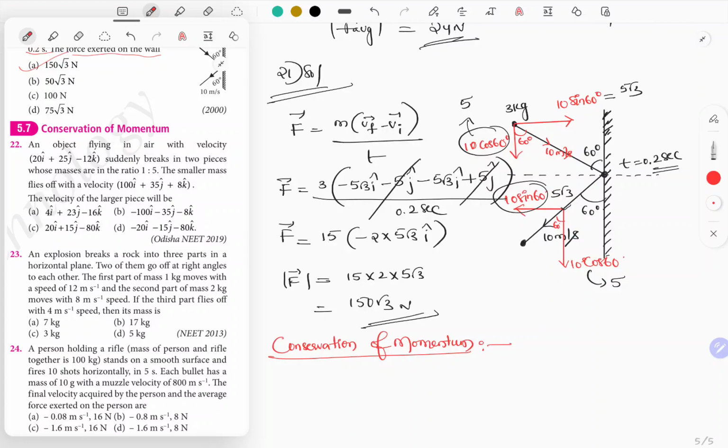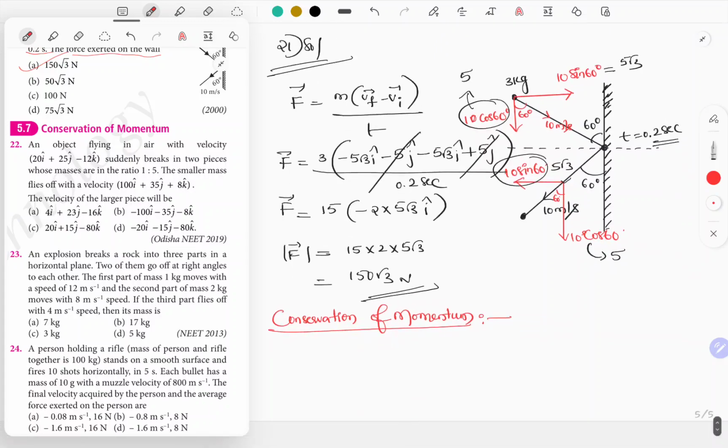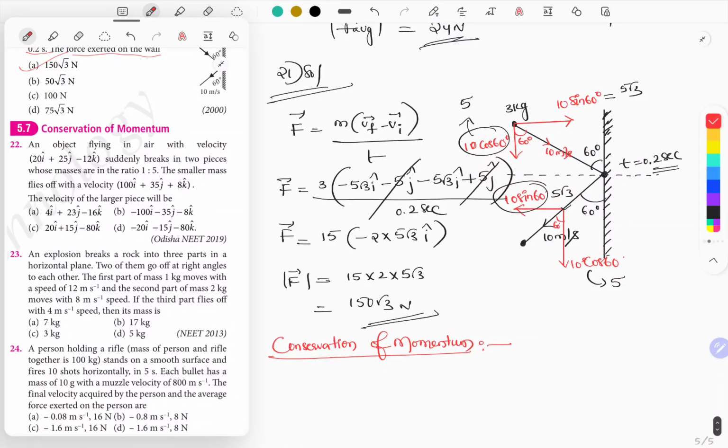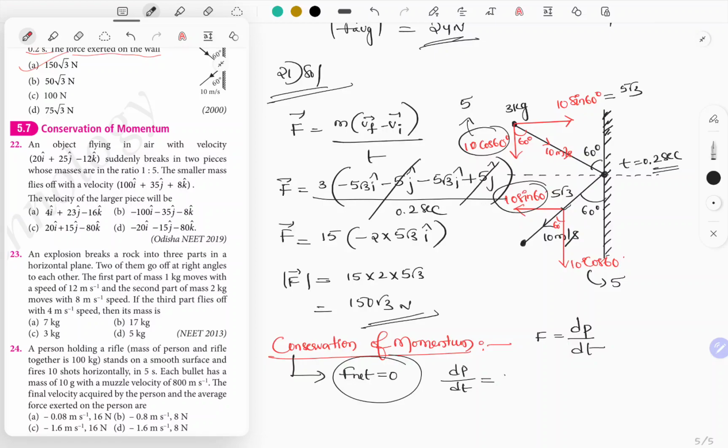The next questions are based on law of conservation of momentum. The meaning of law of conservation of momentum is momentum remains constant in the process. It means net force acting on the system is equal to 0. So we know the formula, that is Newton's second law, force versus change in momentum relation, that is F is equal to dP by dt.